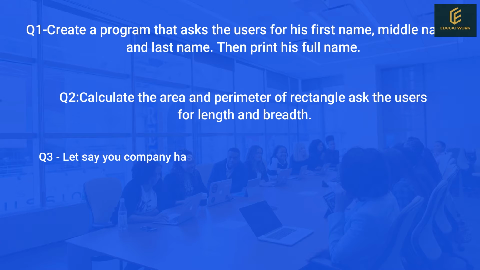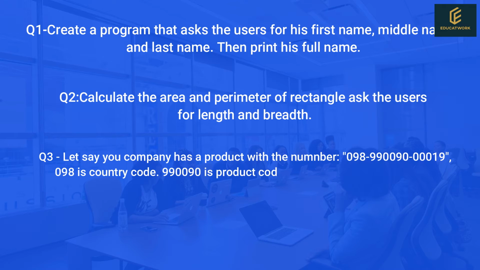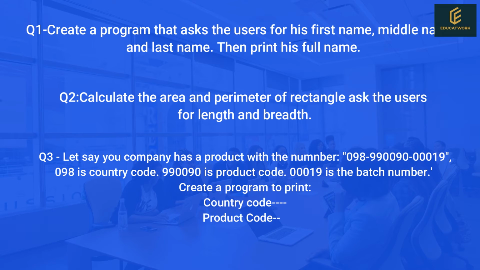Q3. Let's say your company has a product with the number 098-990090-00019. 098 is the country code, 990090 is the product code, and 00019 is the batch number. Create a program to print the country code, product code, and batch number.